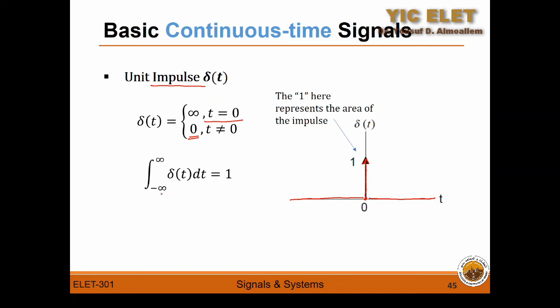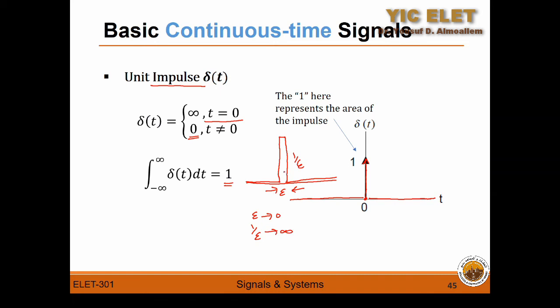To simplify the understanding of this, we need to look at the integral. By definition, the integral of the unit impulse function is equal to 1. And how is this achieved? If you look at an approximation of this function, let's consider a rectangular function which has a width of epsilon and a height of 1 over epsilon. As epsilon approaches 0, this height, 1 over epsilon, will approach infinity.